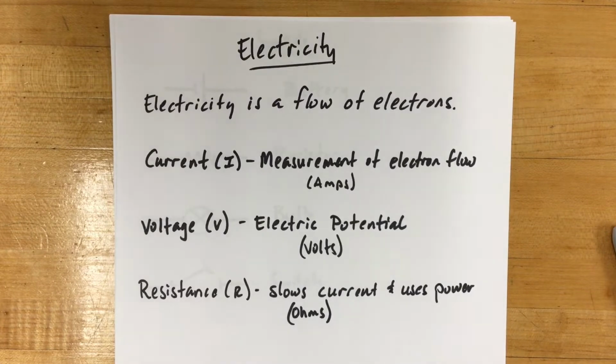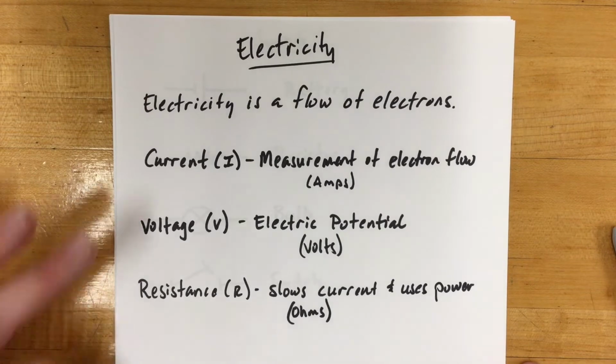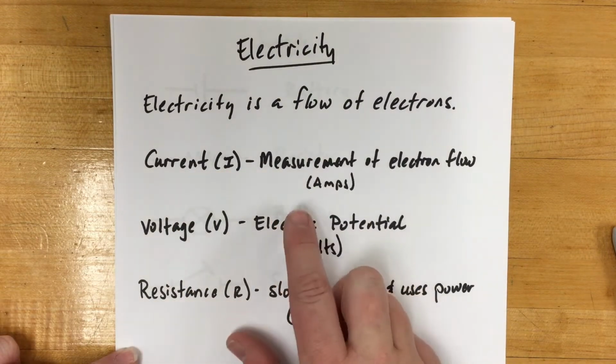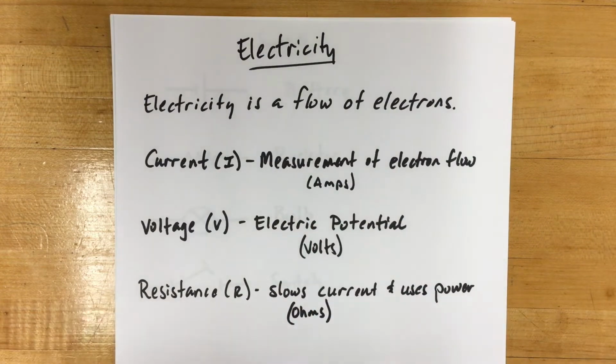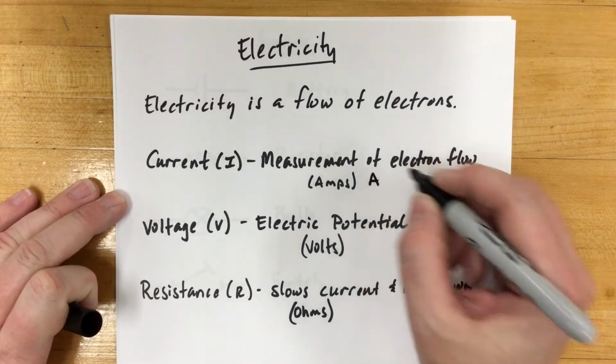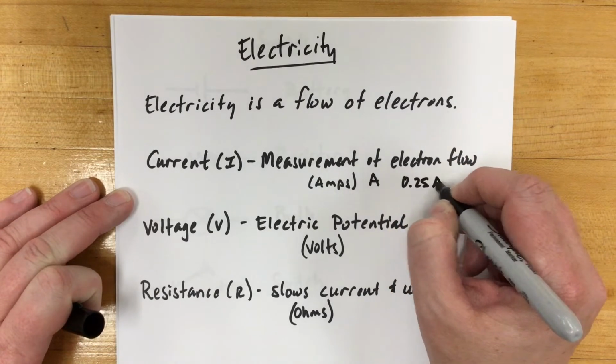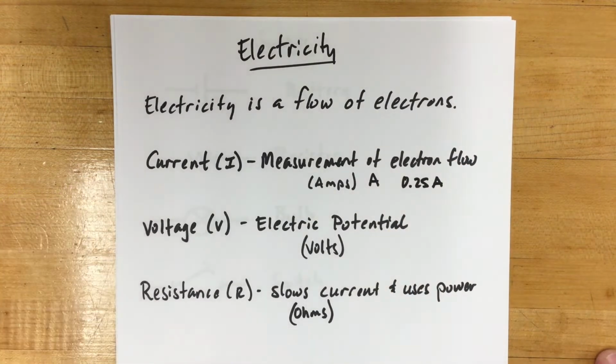When we're talking about electricity, electricity is just a flow of electrons. And so we have three parts to what we're doing. The first one is the current. It measures that flow of electrons, and we're going to measure that in amps. We represent that with an A. So if you had 0.25 amps, you would write it like that.